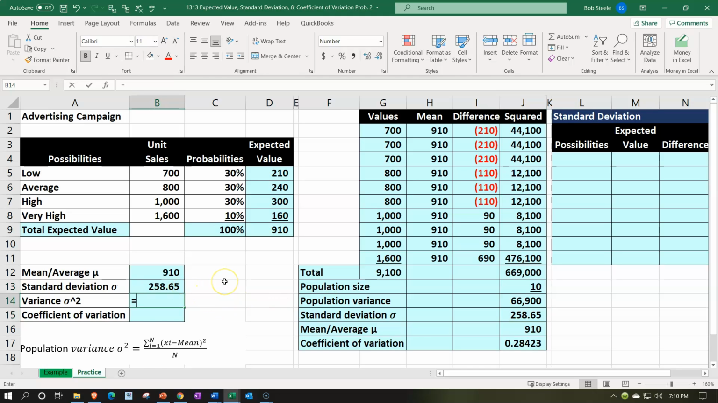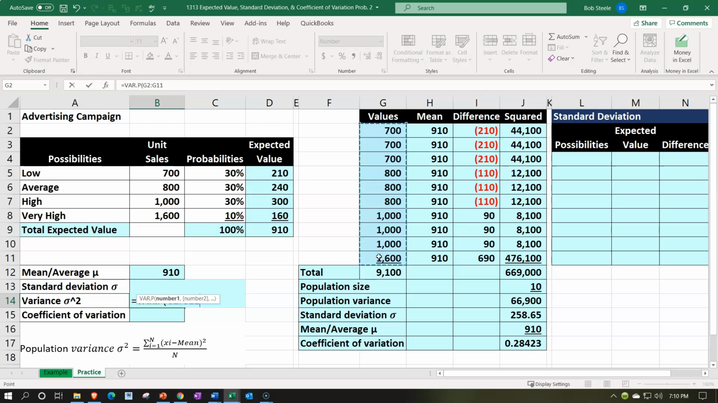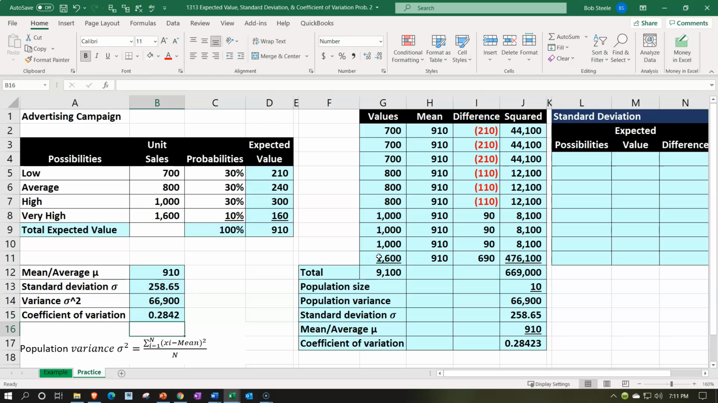The variance would be equal to VAR. And we'll take it for the population again. Variance for the population, picking up these numbers. And there is that. And then once again, once we have those, we can then take the standard deviation and divide it by the mean to get to the coefficient of variation, the 0.2842 about. I'm going to add one more decimal there to match it up.